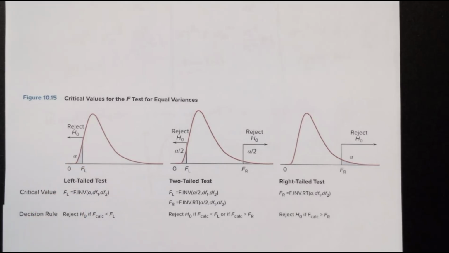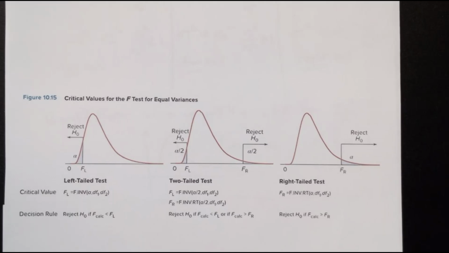If I want the number on the right, F inverse RT for right tail. Same thing. Give it the alpha, give it the degrees of freedom. If I want to do a two-tail test, I need to split that area in half. That's why you'll see here it says alpha over 2 with the right tail and the left tail. But I get an FL and I get an FR.